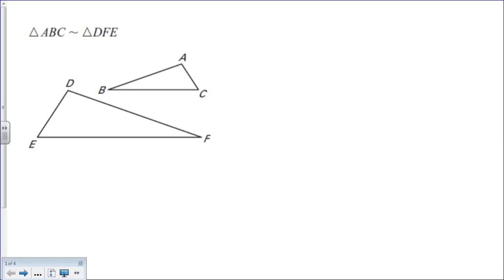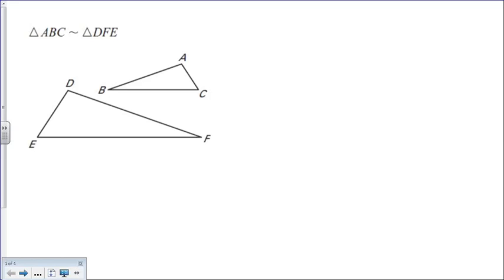Now, this statement says triangle ABC is similar to triangle DFE, meaning they're not the same size, but they'll have a ratio between all the sides. So when something is similar, all the sides will have a ratio, meaning that one side will be equal to another side. But the order is really important, okay? The order is really important.